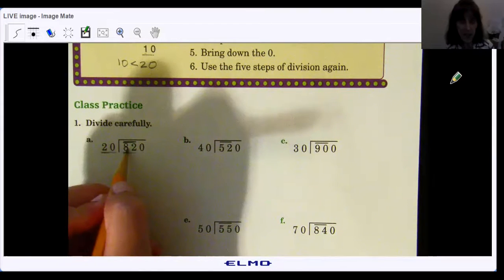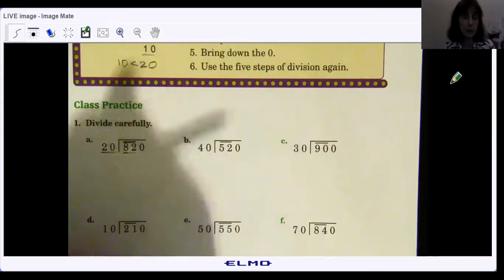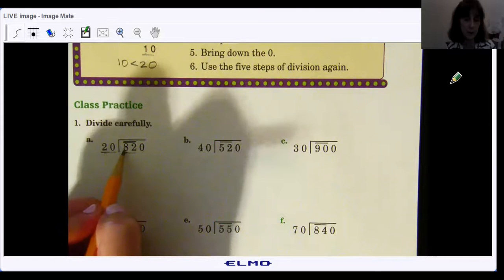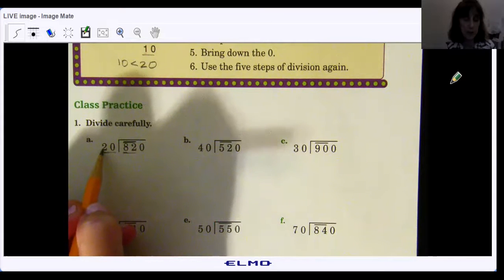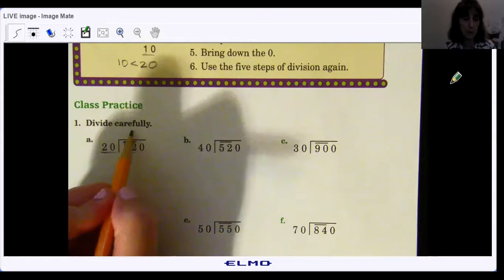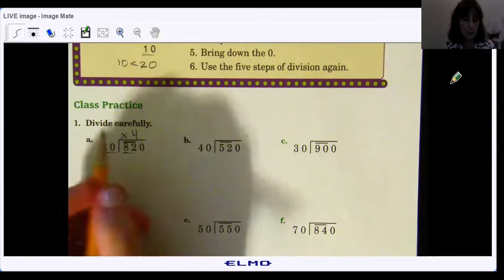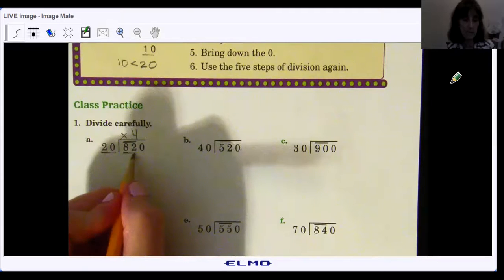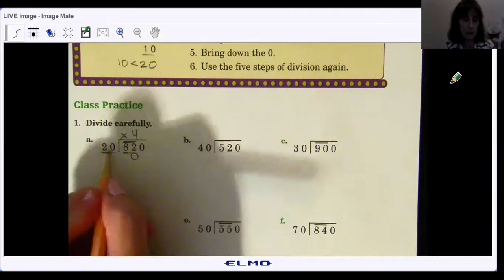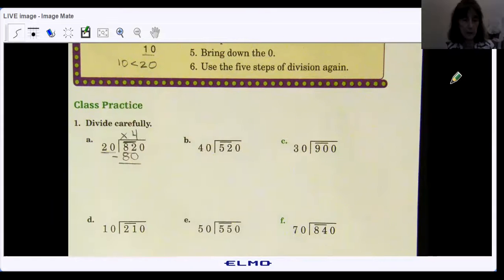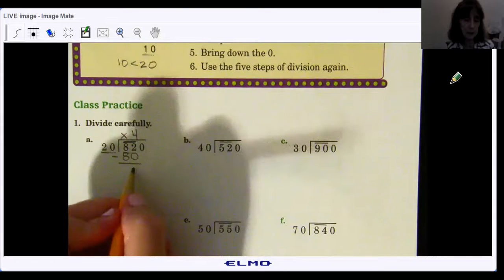But we're going to think about how many 2s are in 8 to guess what the answer would be with your quotient. There's 4 2s in 8. So we're going to put the 4 over the 2, and we're going to multiply. 4 times 0 is 0, and then 4 times 2 is 8, and it works out, 80. So subtract 82, take 80 away, and 2 take away nothing is 2.